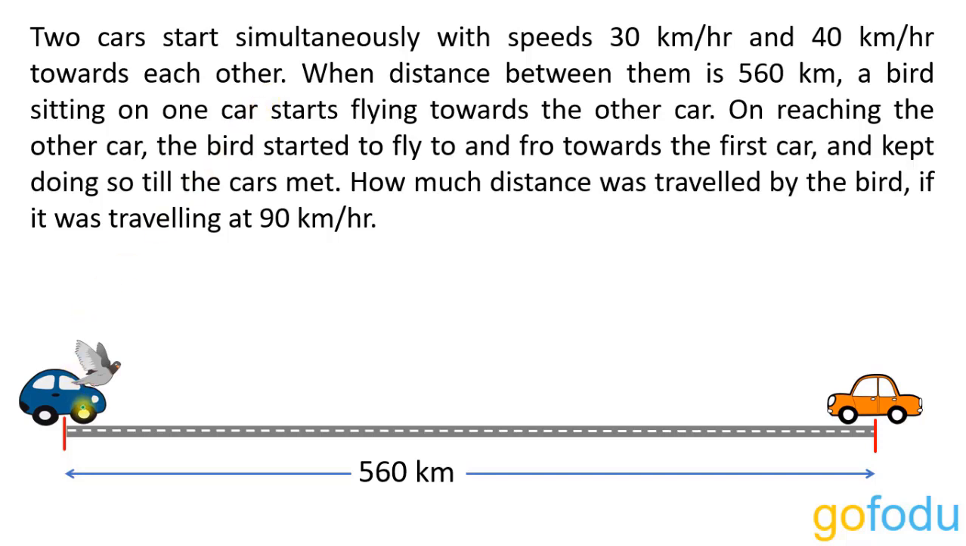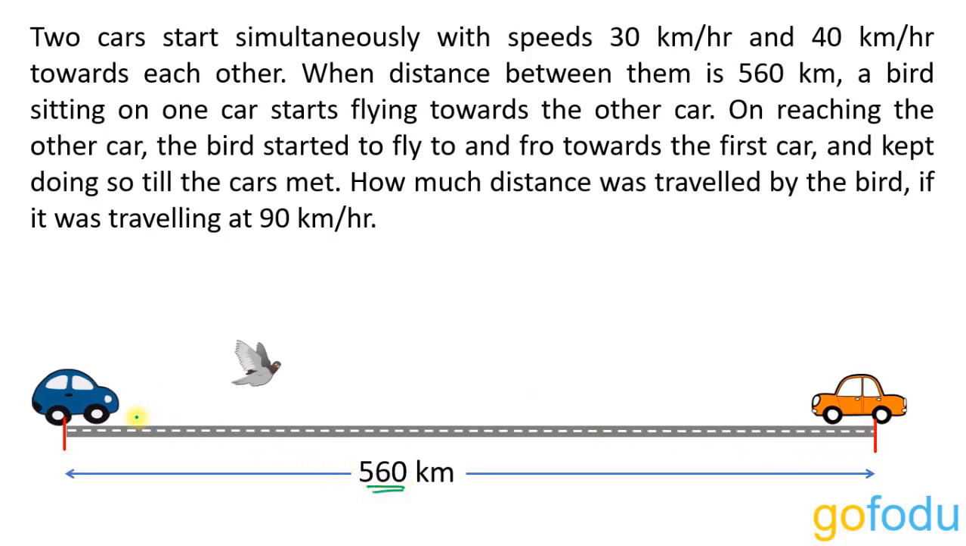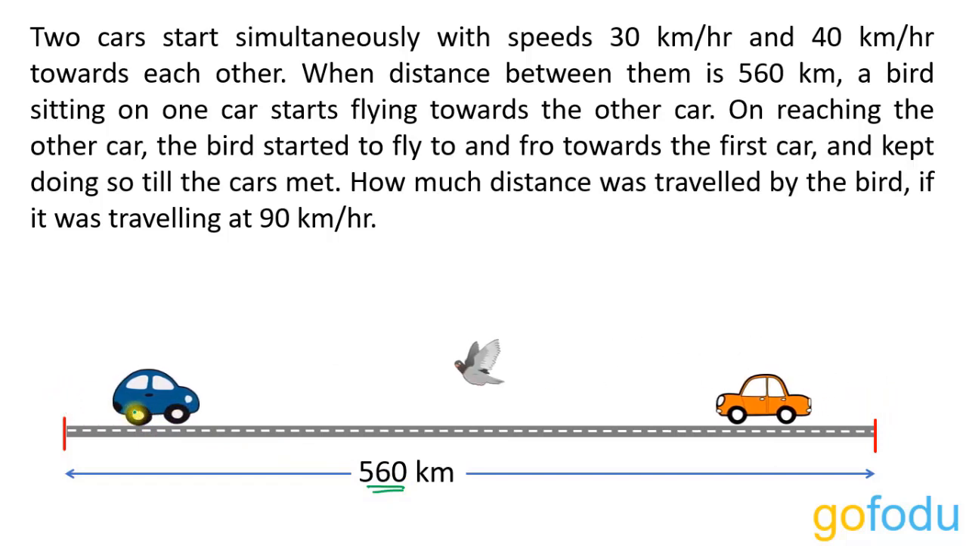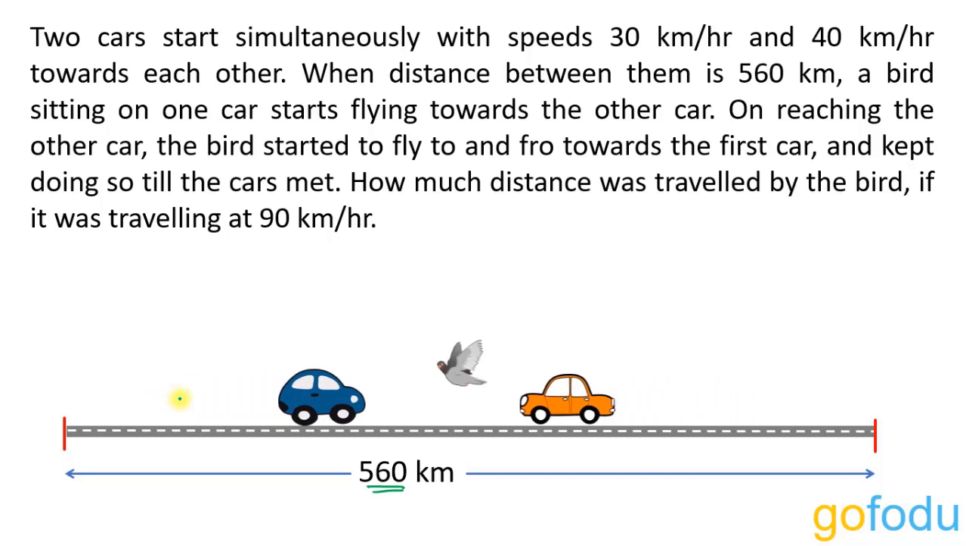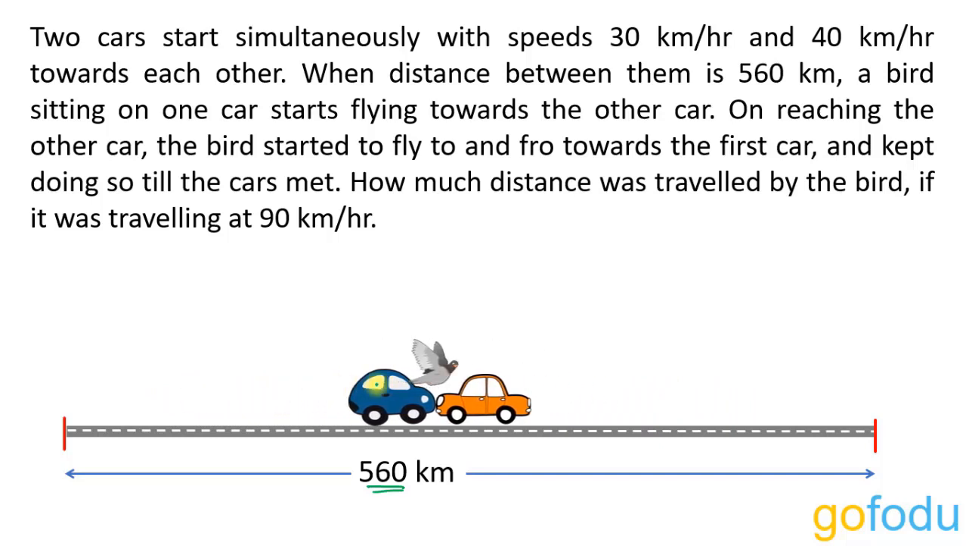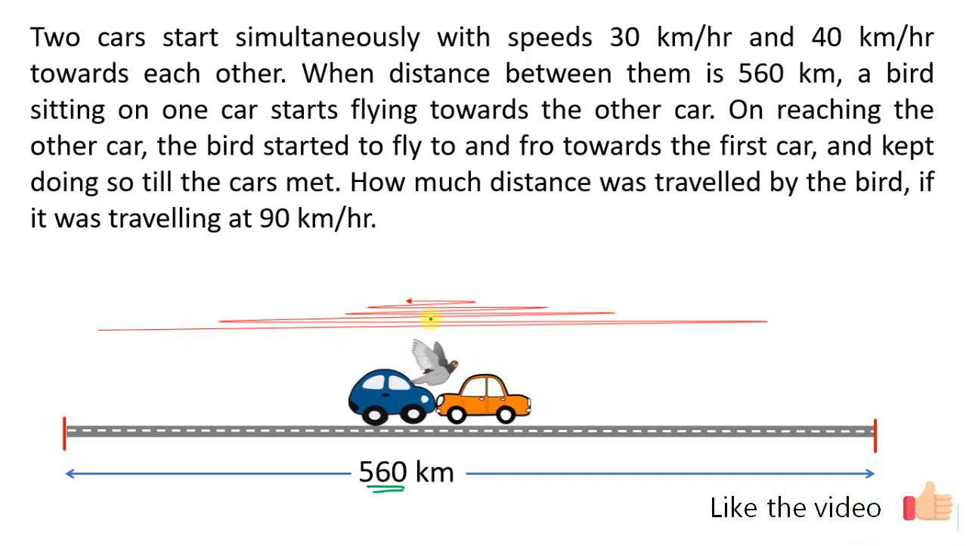Okay, so these two cars are moving towards each other. They are coming from a distance of 560 kilometers. And there is this pigeon who is flying to and fro from one car to another till the point these two cars meet. So this is the to and fro motion of the pigeon. And we have to find the distance traveled by this bird, this total distance from here till here.